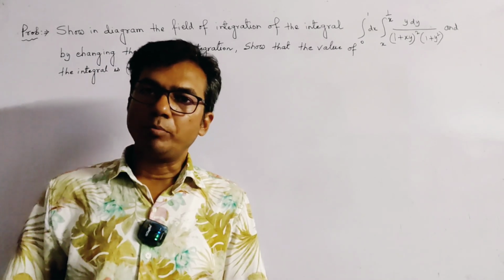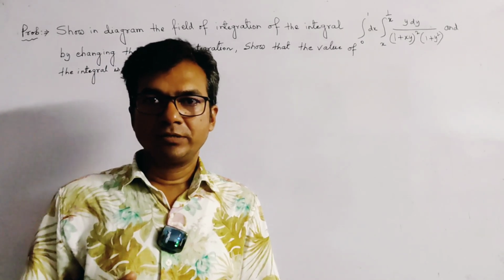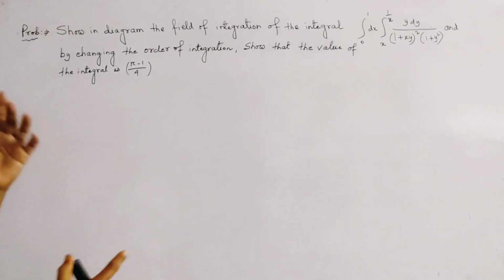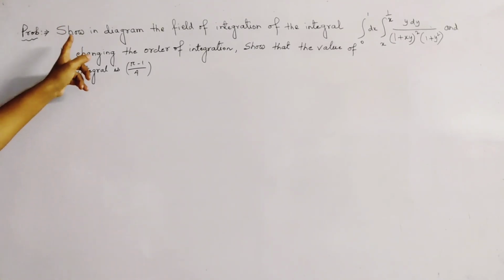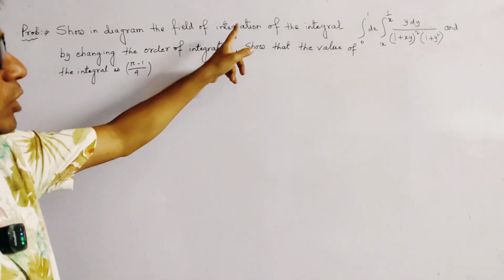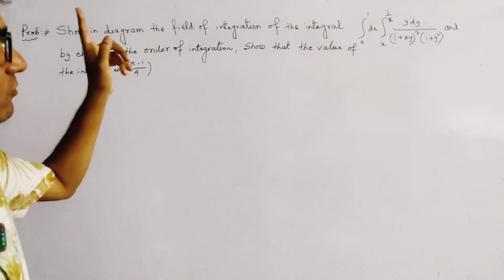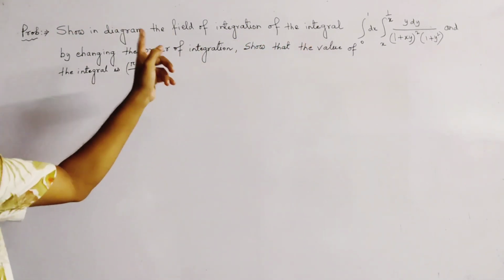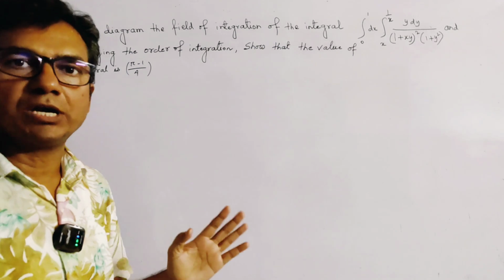This problem is from double integration, and the problem is: show in a diagram the field of integration of the integral. We have to find, or we have to show, the field of integration, that is, the region of integration.